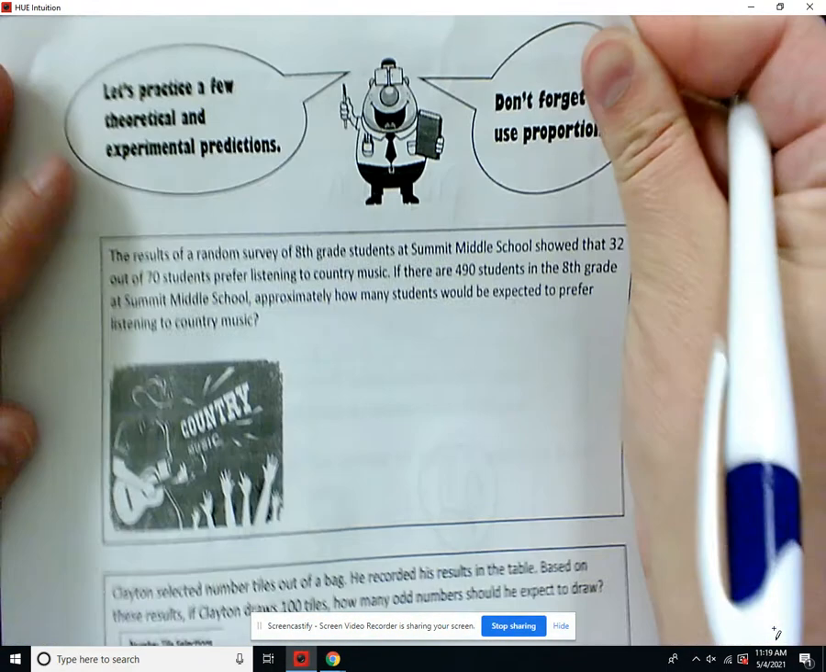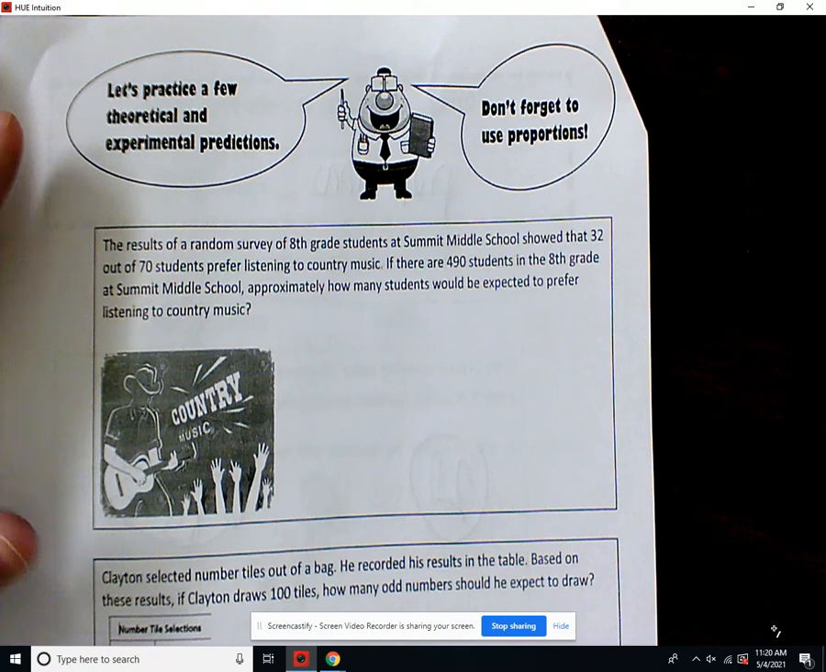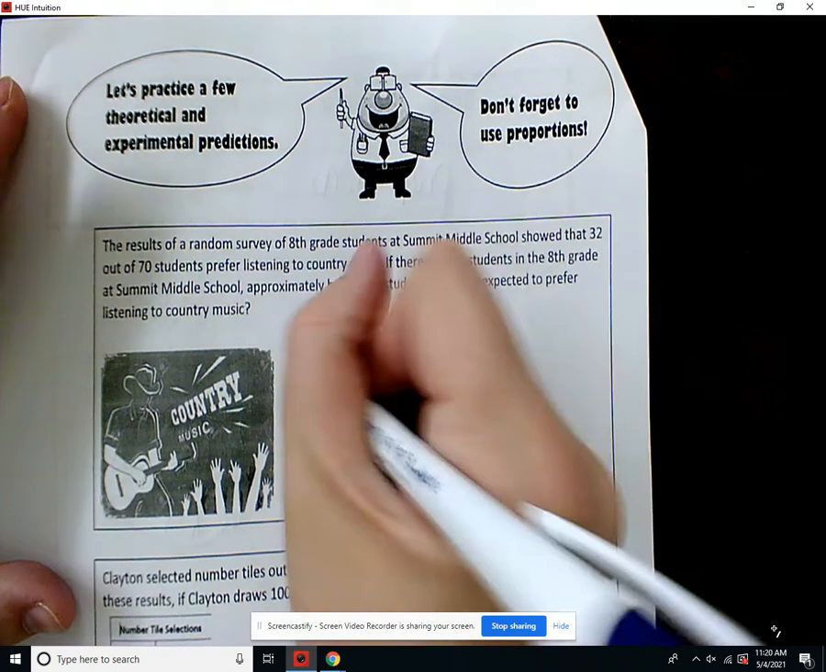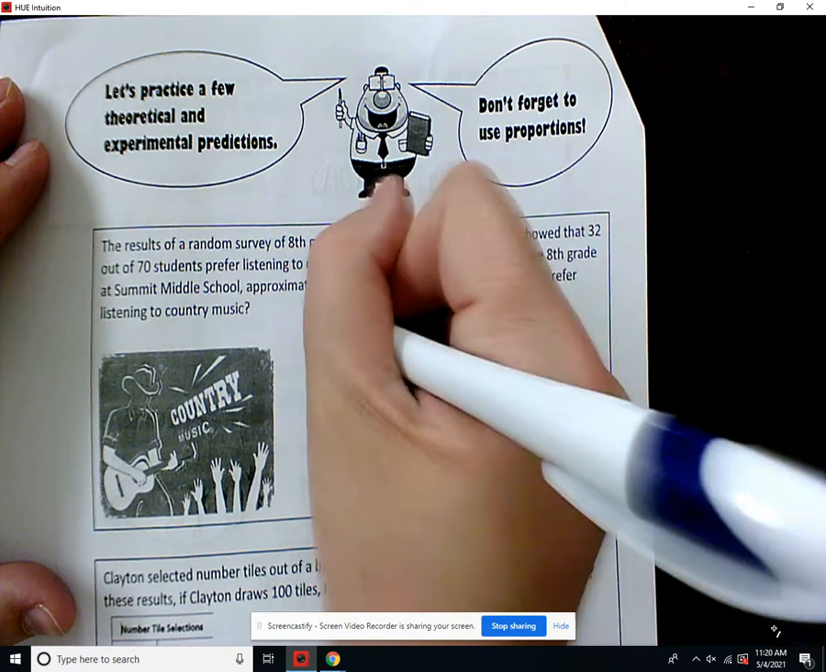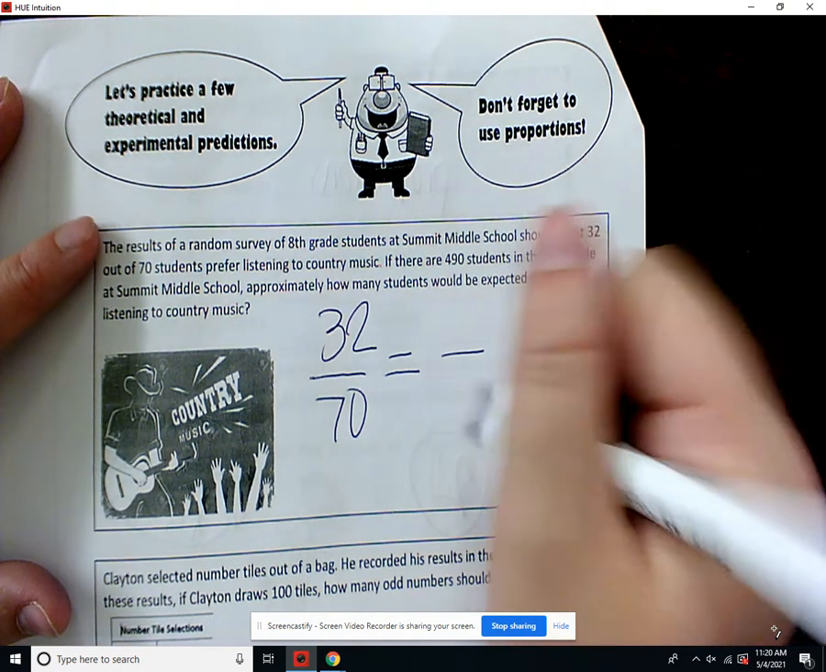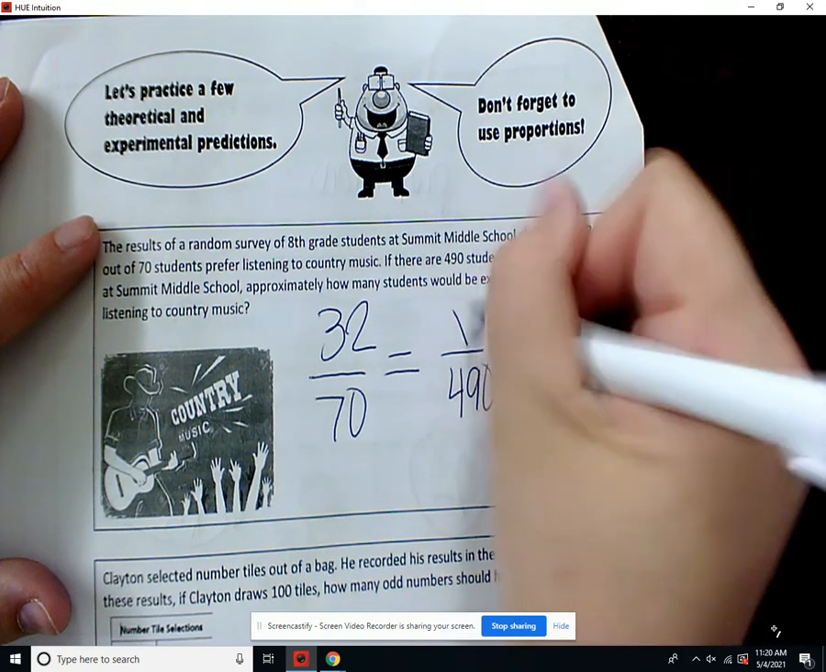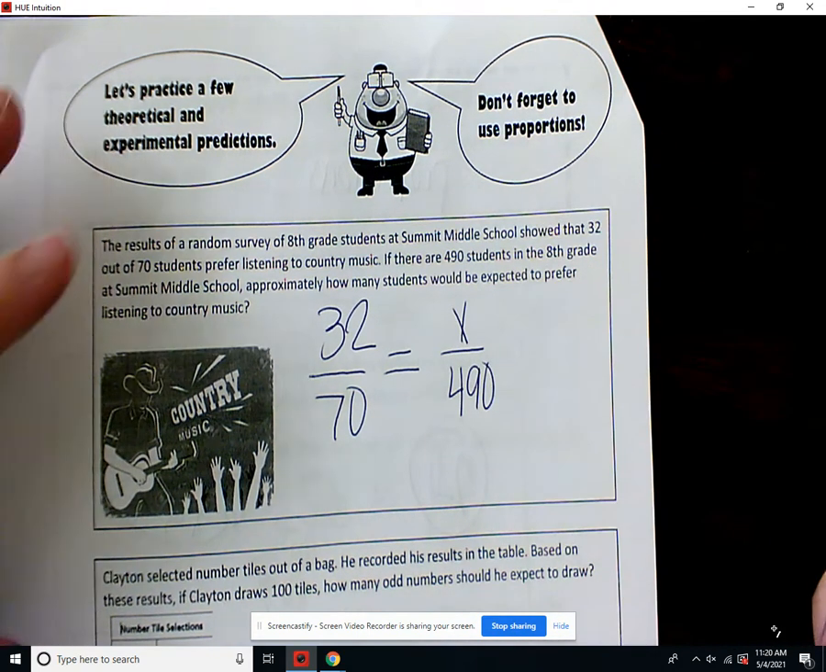The results of a random 7th grade survey at Summit Middle School showed 32 out of 70 students prefer listening to country music. If there are 490 students in 7th grade at Summit Middle School, approximately how many students would be expected to prefer listening to country music? So we have 32 out of 70. We want to know what if we had 490. Again, the new total will go on the bottom because we're looking for out of how many, 490.